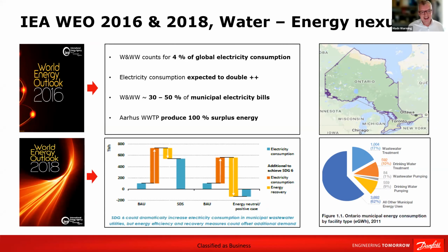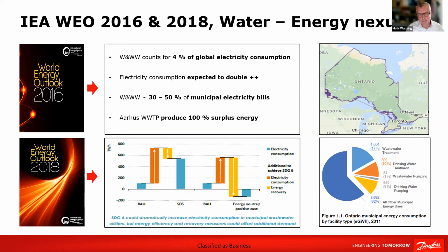In 2018, IEA also looked into the new SDG Goals, and the new SDG Goals are aiming that globally we should go from 20% of the wastewater being treated to up to 60% within 2030. Now, seen from an energy point of view, that's maybe not the best thing, because that would mean, as we already have heard, a use of a lot more electricity.